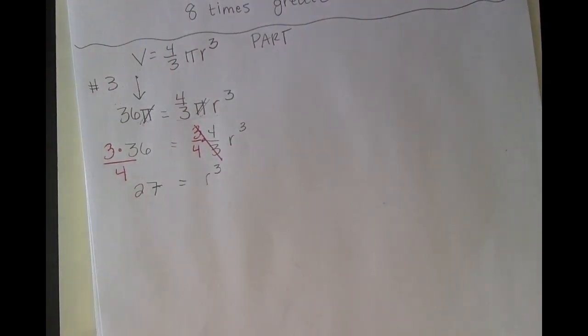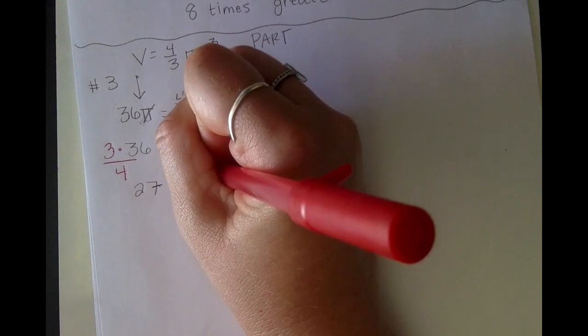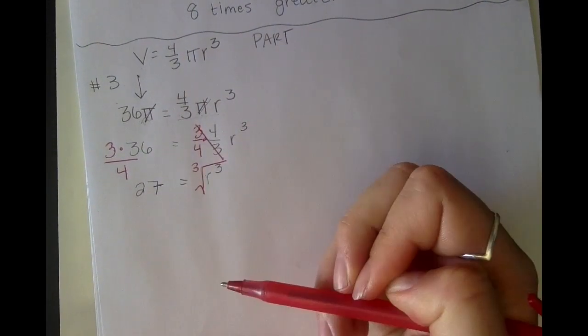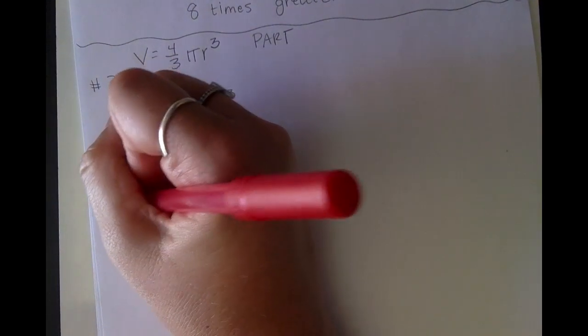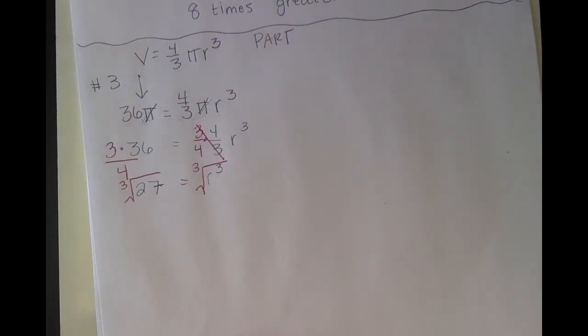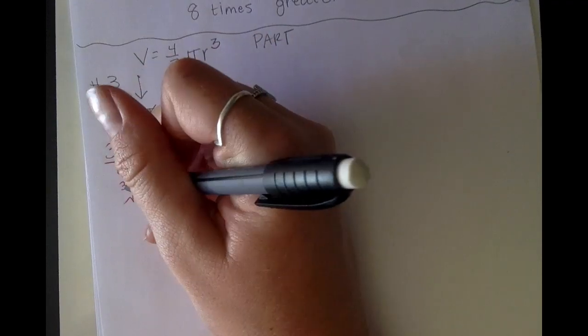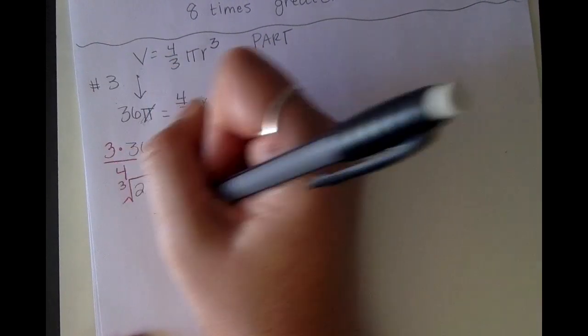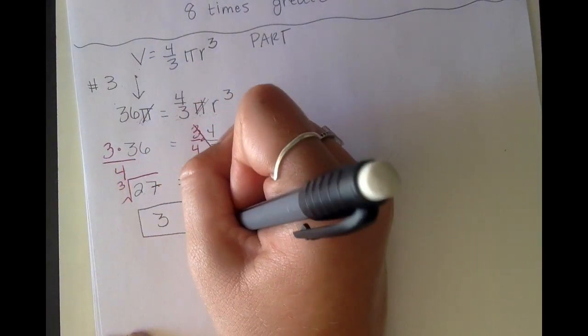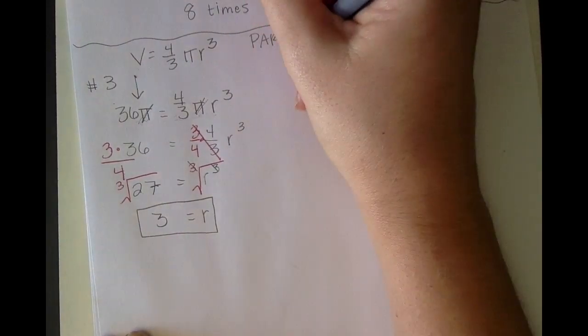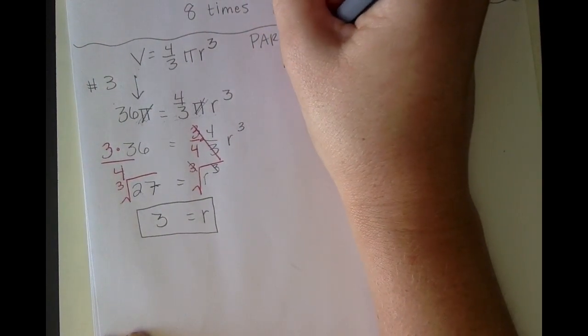Now to get rid of this cube, to get r alone, I can take the cube root. So I cube root this. What I do to this side, I must do to this side. Take the cube root. So this will cancel out. I'm left with r, and the cube root of 27 is 3. So my answer is r equals 3. And then number 4 we can go over.